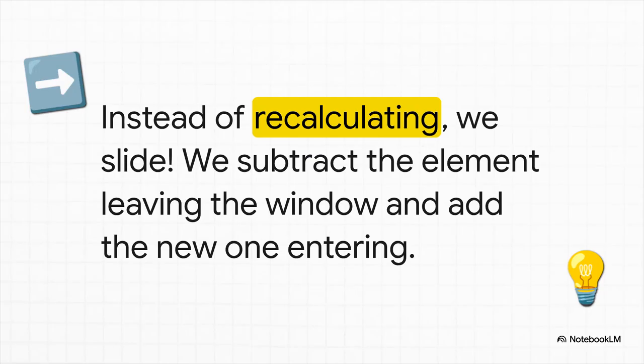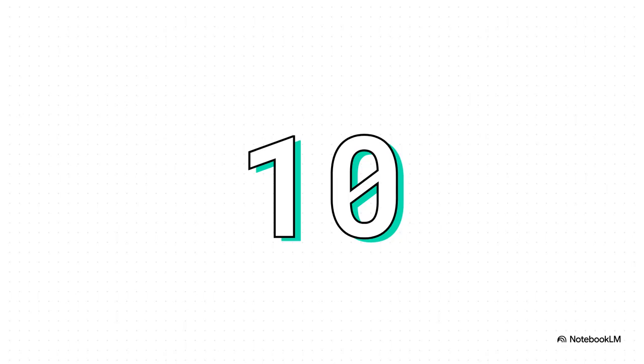Okay, let's do it. We start with our very first window. It contains the numbers 4, 2, and 1. We add them up, and the sum is 7. So for now, 7 is our maximum sum. Simple enough. Now, here's the magic. This is the whole point. To get the sum of our next group, we're not going to add up three new numbers. We're just going to slide the window one position to the right. And here's how we do it.